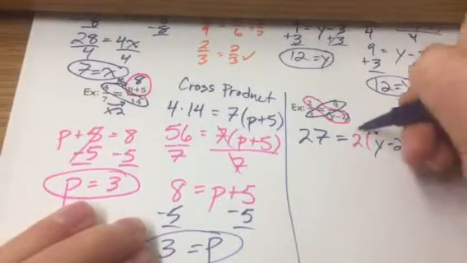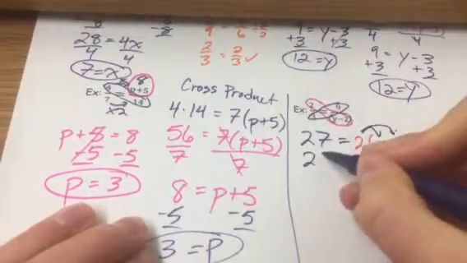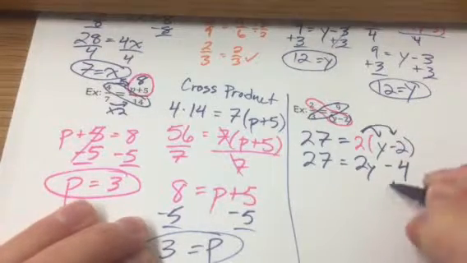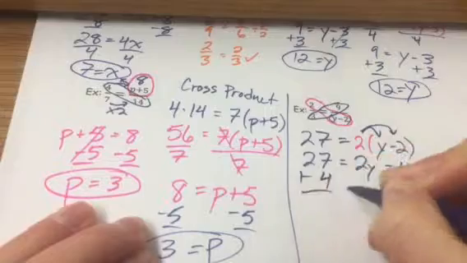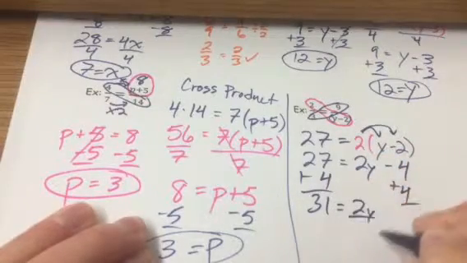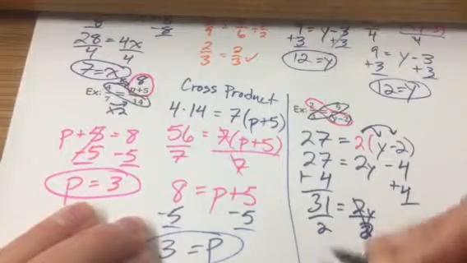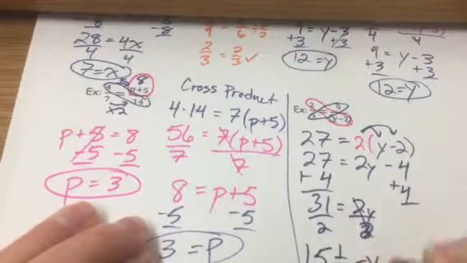You can go ahead and distribute if you'd like to. You have 2 options. You can divide by 2 first if you'd like to. Either way, you'll get to the same final answer. I'm going to add 4 to both sides. I get 31 equals 2y, divide by 2, and I get y equals 15 and a half.